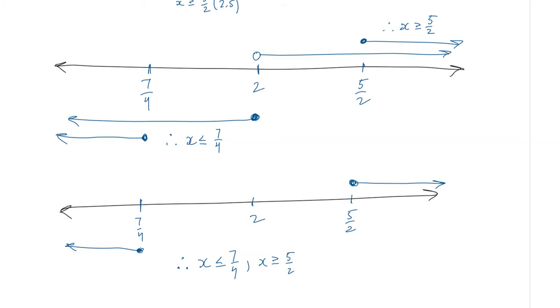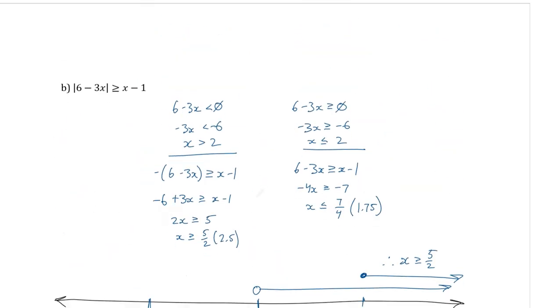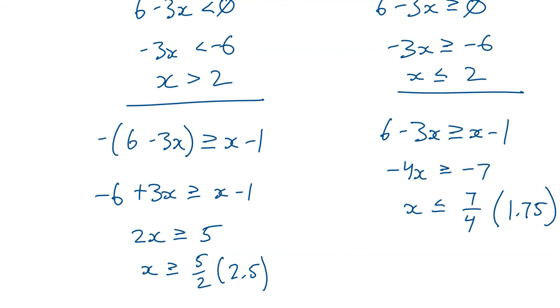But some of you are absolutely going to be able to just look at this and say to yourself, what are numbers that are greater than 2 and greater than 2.5? Numbers that are greater than 2.5, right? What are numbers that are in both of those intervals?